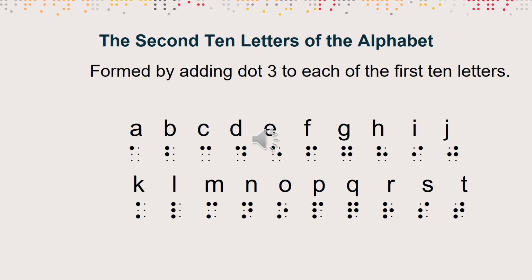N is from D with 3. O is from E with 3. Letter F added with 3 is P. Letter G added with 3 is Q. Letter R is from H added with 3. I with 3 is letter S, and letter J with 3 is T.